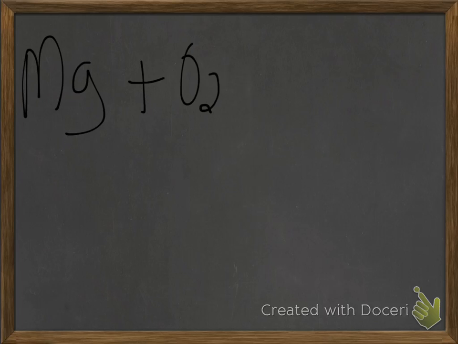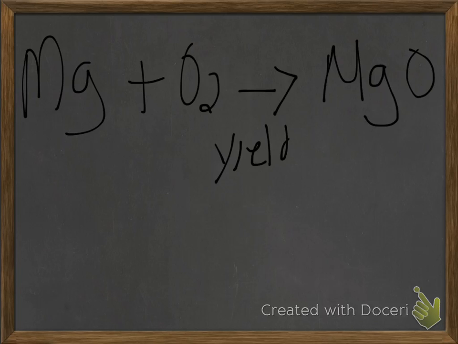So I'm going to give you a very simple problem here. I'm going to put Mg, which stands for magnesium, plus O2, which we know represents oxygen, with my arrow, and that produces magnesium oxide. Now, keep in mind that our arrow stands for yields, or produces.